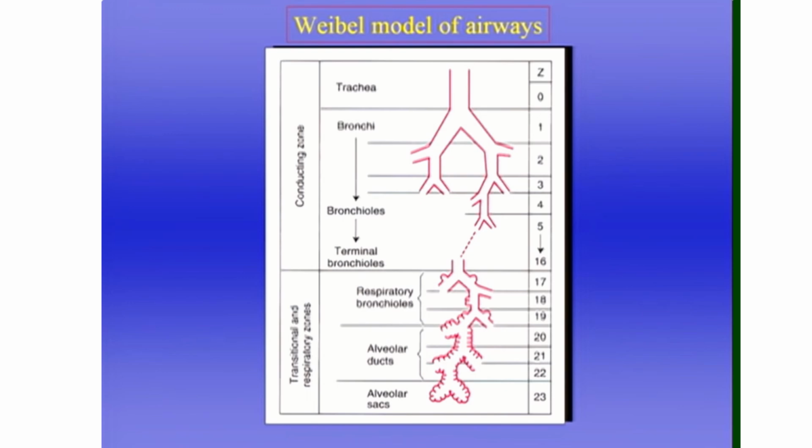So the conducting volume is, of course, much less, but it's very important that we understand the difference between these two types, these two regions of the lung. And we're going to be talking much more about that in the next lecture when we talk about ventilation. So we've been talking about the airways. Now I want to switch and talk about the blood vessels.